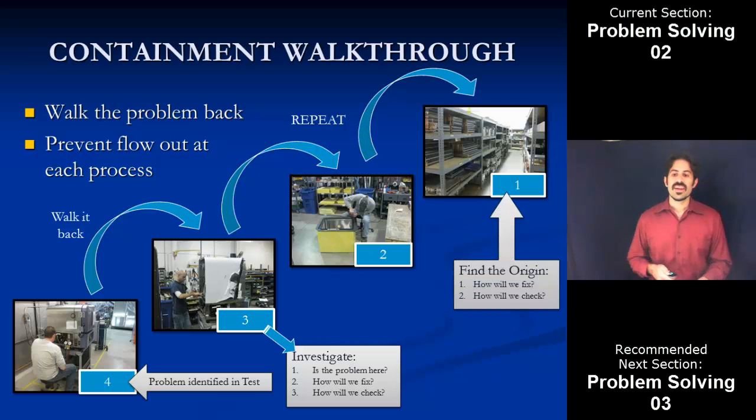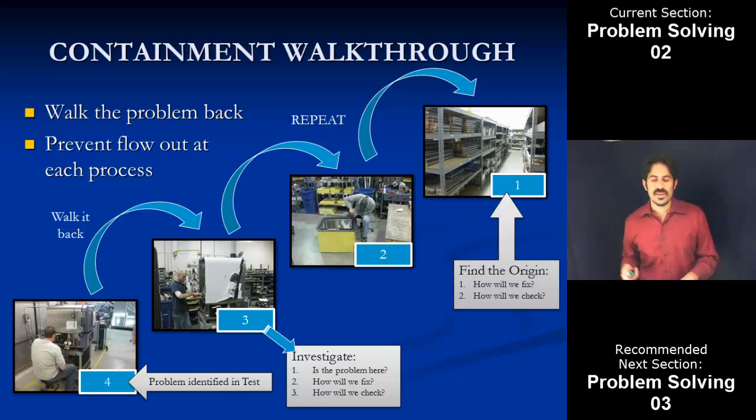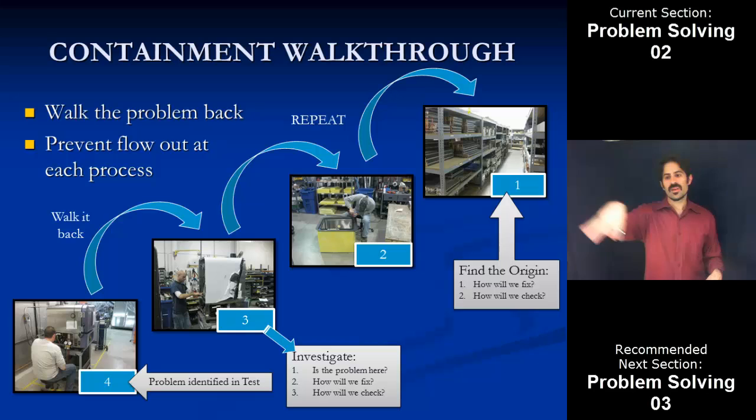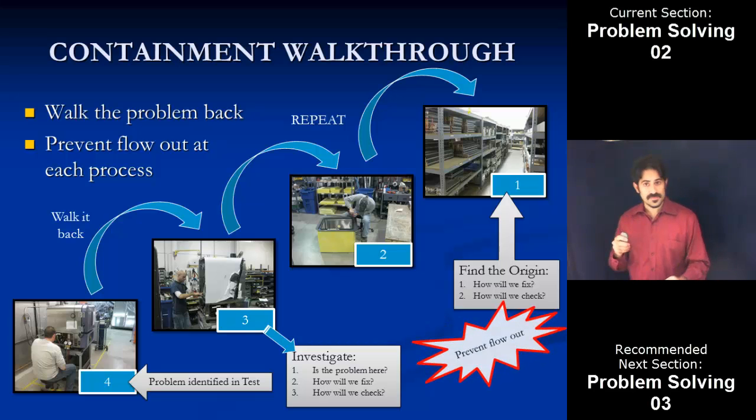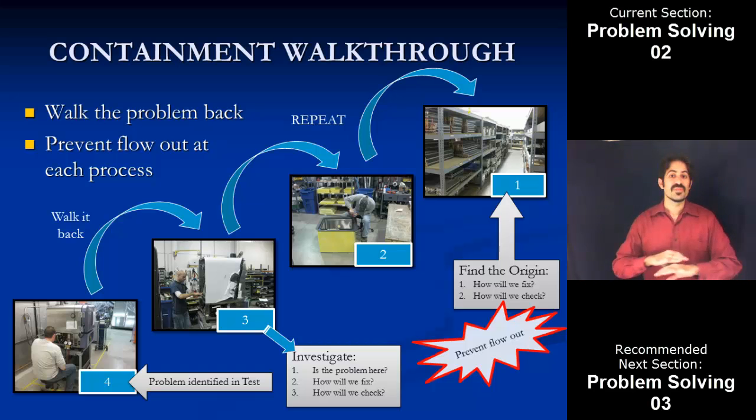Let's say we walk it back to step 2, then we walk it back to step 1, and what we find in step 1 is that we actually found the origin. In this case, we could have found it at 3 and walked it to 1, or we could have found it at 7 and walked it to 2. It doesn't matter. We just want to go back upstream from where we find it to the point of origin. And at the origin, how are we going to fix it, and how are we going to check? The overall goal is to stop the flow out and prevent it in the short term, because that's the number one priority.